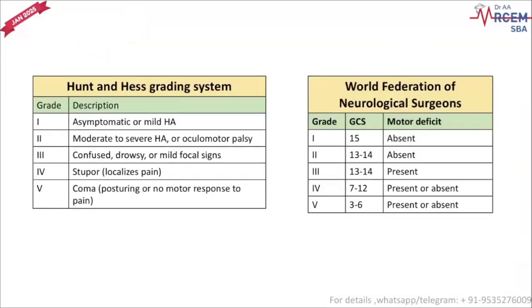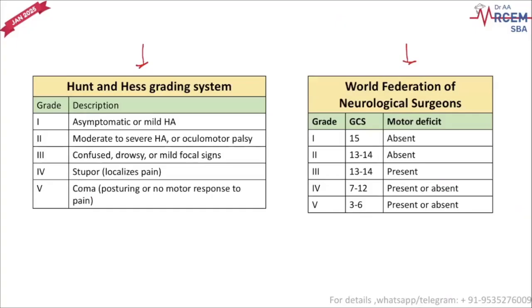SAH. You have the diagnosis of SAH, you got a scan done, and it shows there is a subarachnoid hemorrhage. What do you do next? What you do next is you involve the neurologist. Treatment is done. But in documentation, you need to always mention at least one of these classifications: the Hunt-Hess grading system or the World Federation of Neurological Surgeons.